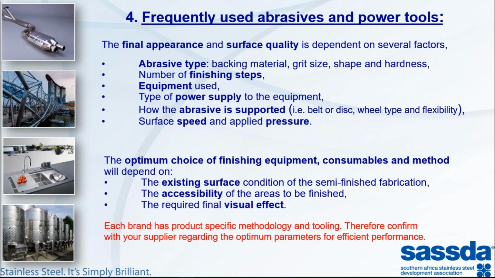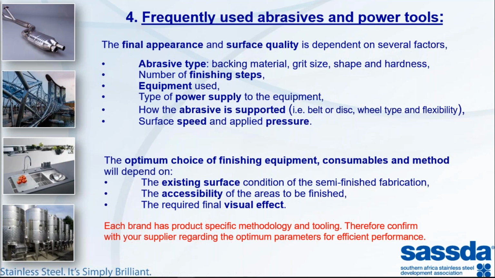The optimum choice of finishing equipment, the consumables, and the method that we're going to use will depend on what the existing surface finish is. If it's really close to the final finish, then obviously you will go for faster equipment, less pressure, finer grit sizes, etc. The accessibility of the areas is important, especially when it gets to your tooling, and then what the final visual effect must be.